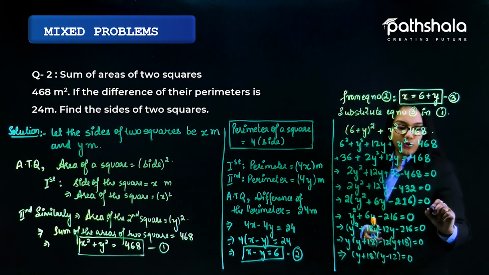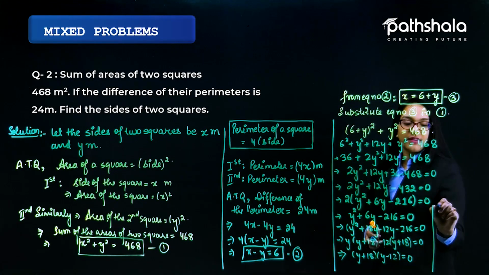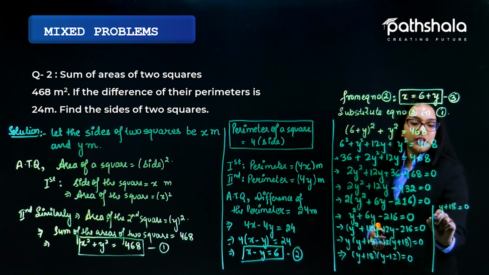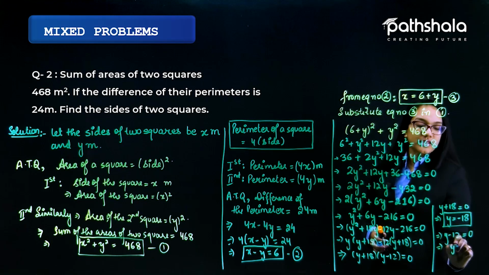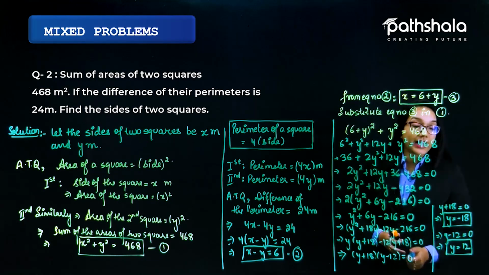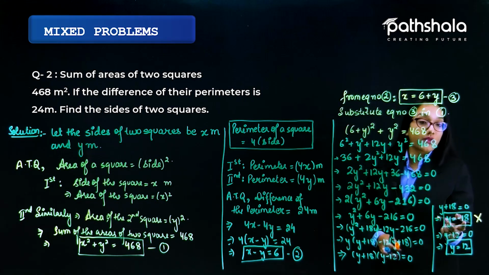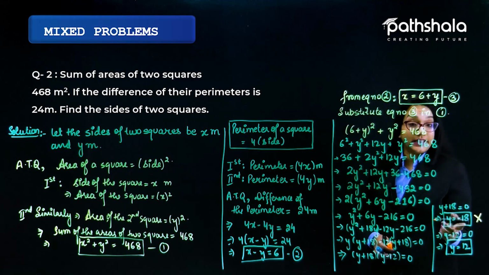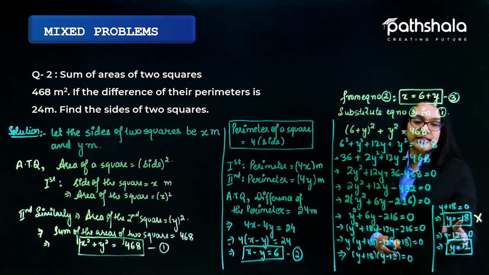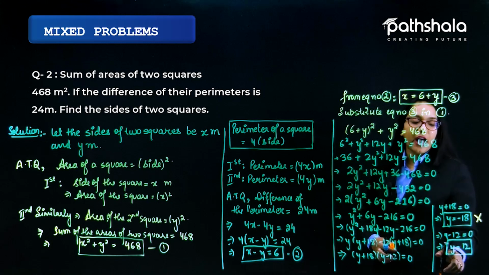If we set both of these factors equal to 0, then y plus 18 is equal to 0 means y is minus 18, and y minus 12 is equal to 0 implies y is equal to 12. As we can see, y was the side of a square, and obviously the side of a square cannot be negative. So y equal to minus 18 is neglected because of its negative sign. So we have y is equal to 12.